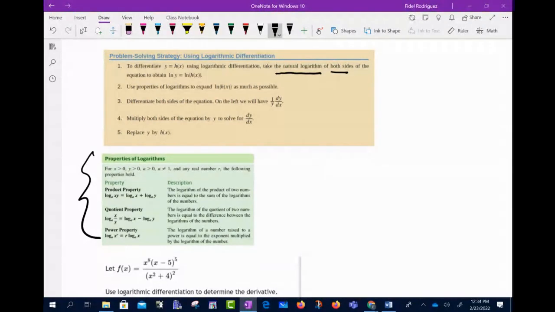Then when we take the derivative on both sides of the equation, on the left side, we're always going to have 1 over y and then dy dx, okay? We're going to multiply both sides of the equation by y to solve for dy dx, and then we'll replace y with whatever that function happens to be.